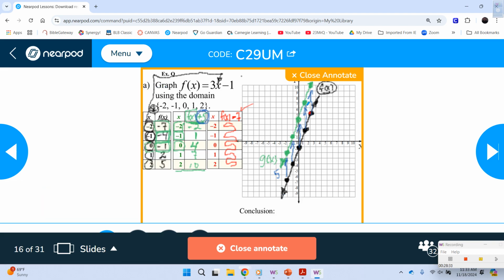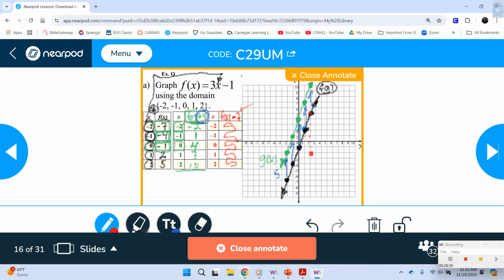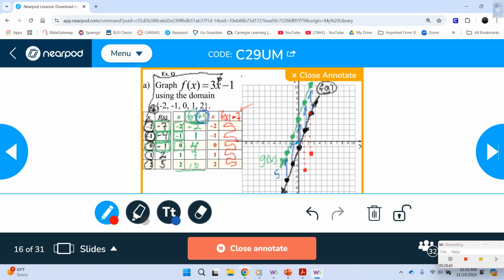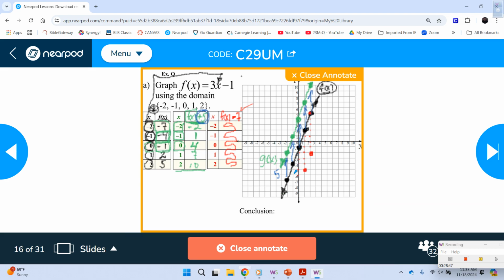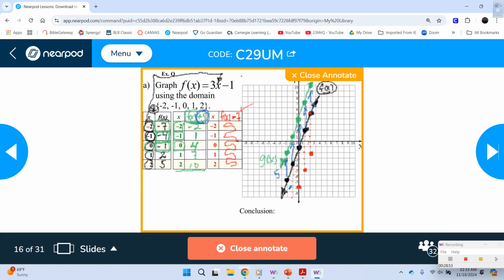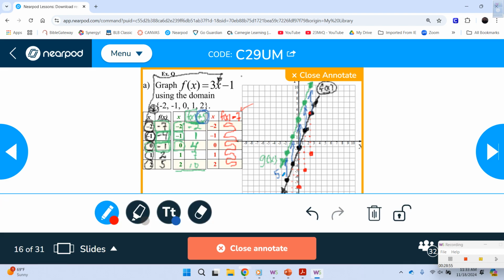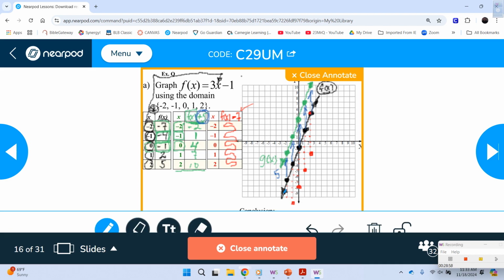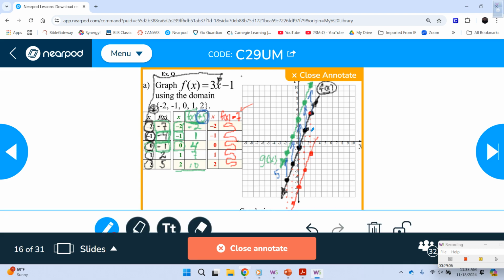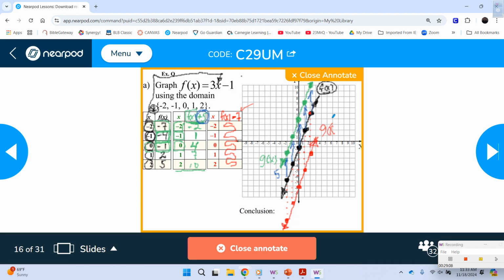So I'm going to start with this point right here. Bring it down 7 steps. We go 1, 2, 3, 4, 5, 6, 7. This one, 1, 2, 3, 4, 5, 6, 7. And so on for each of the remaining points. And you graph your line, and we label that g of x.